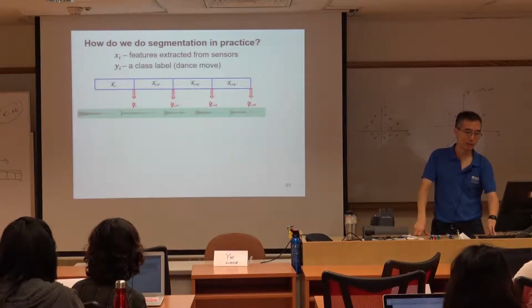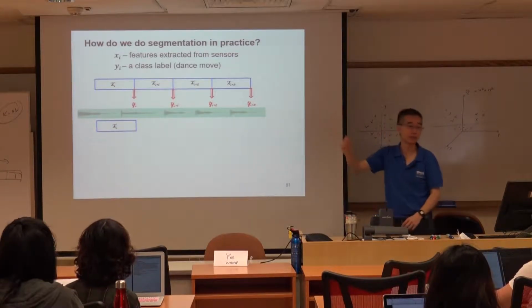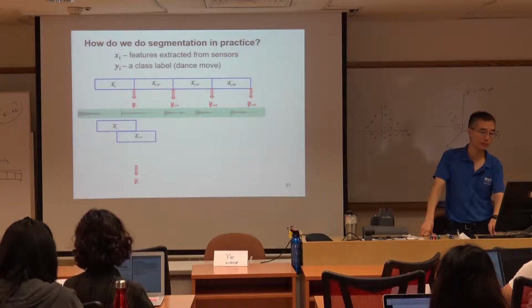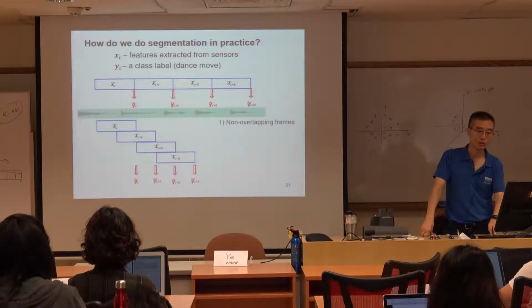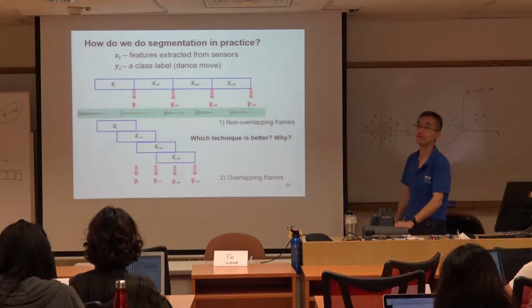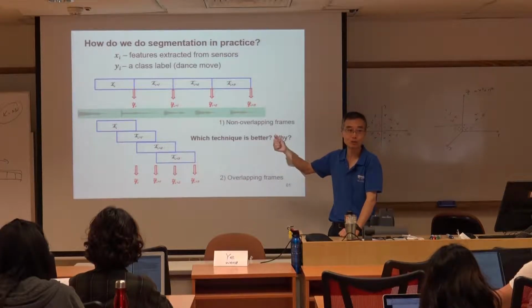So is this approach a good approach compared to the second one? We are processing exactly the same data, but with 50% overlap. In this case, for this Xi, we have an output label computed. The second one is the label predicted, then the third one, and so on. The first one is so-called non-overlapping frames. The second one is overlapping frames. Which technique is better and why? Because this is a very practical question, and you have to apply it to your project.